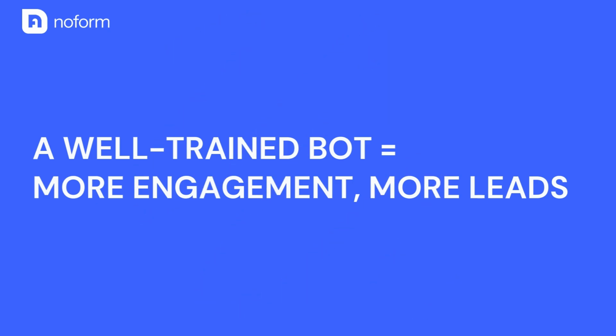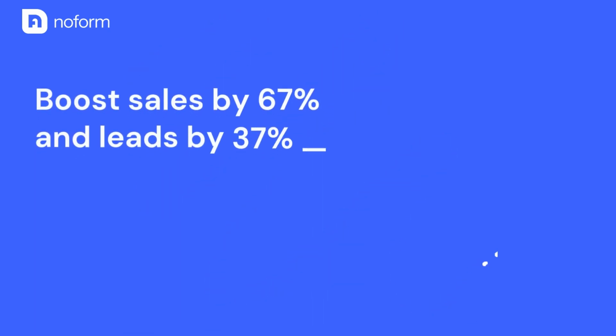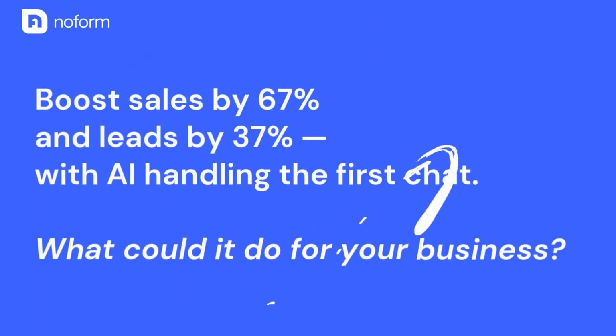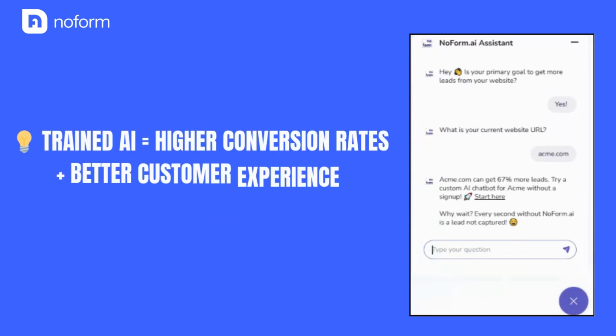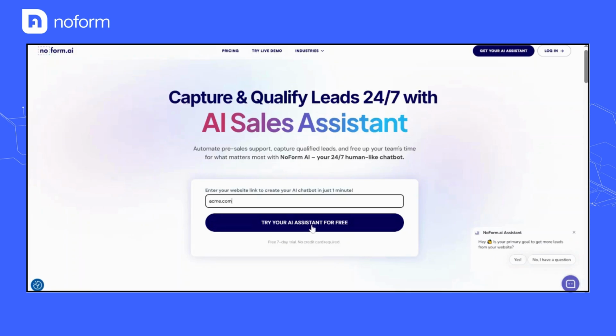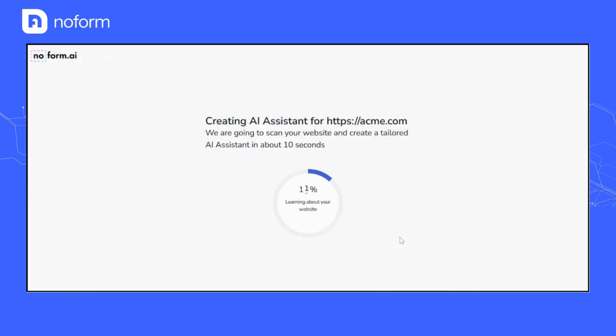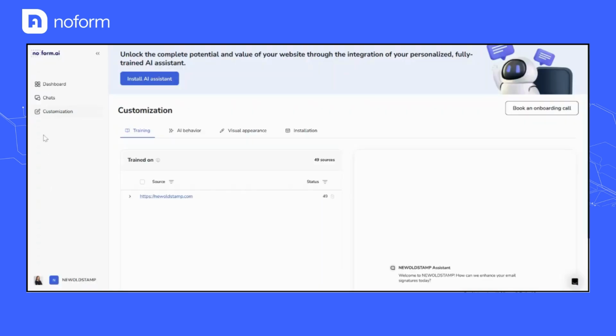Businesses using AI-powered bots have seen up to 67% more sales and a 37% increase in leads just by letting AI handle the first touchpoint with customers. Imagine what that could do for your business. Now let's dive in. With NoForm AI, you don't need to write a single line of code. Just paste your website URL into the platform, and NoForm AI will scan your site, building a knowledge base for your chatbot in minutes. It's that simple.